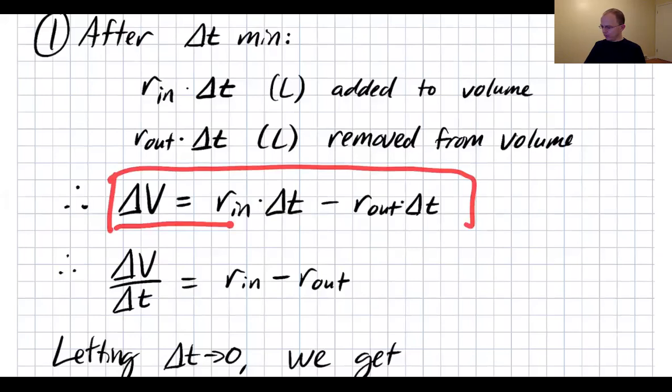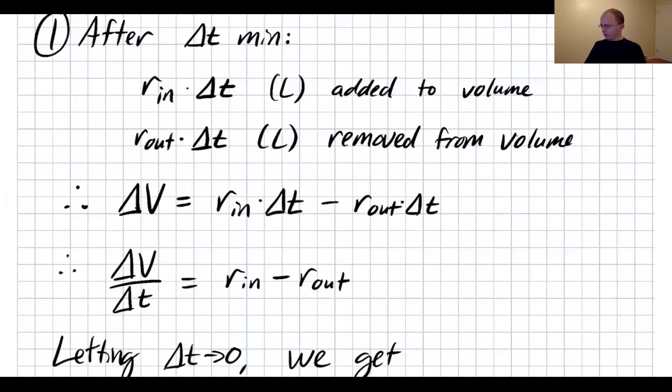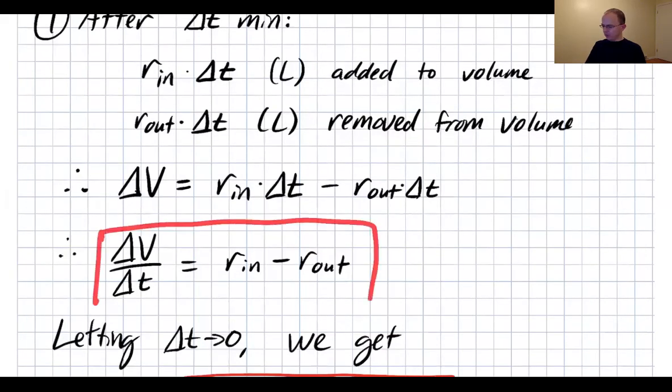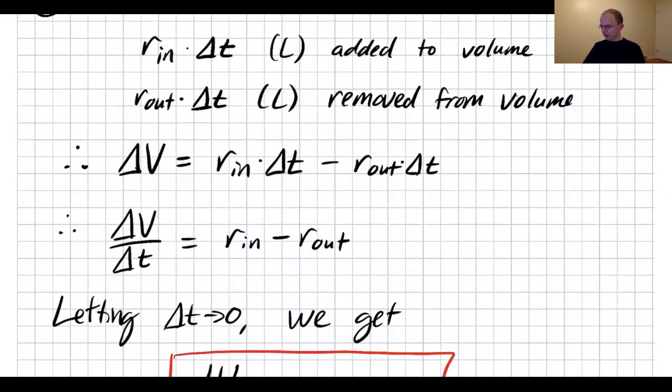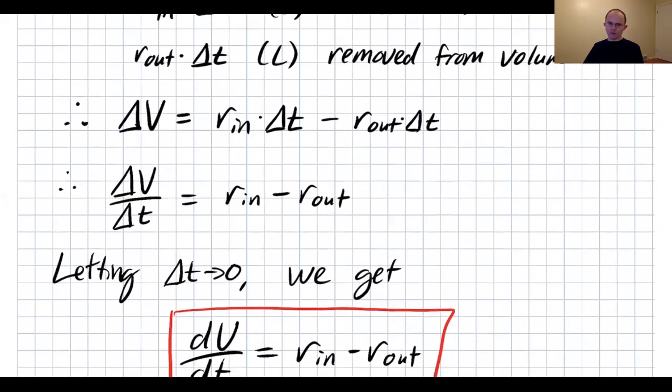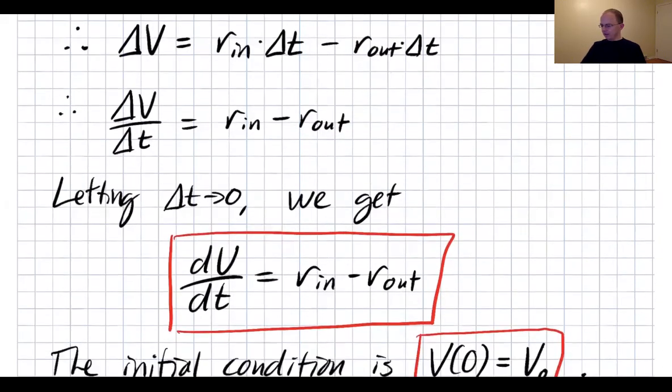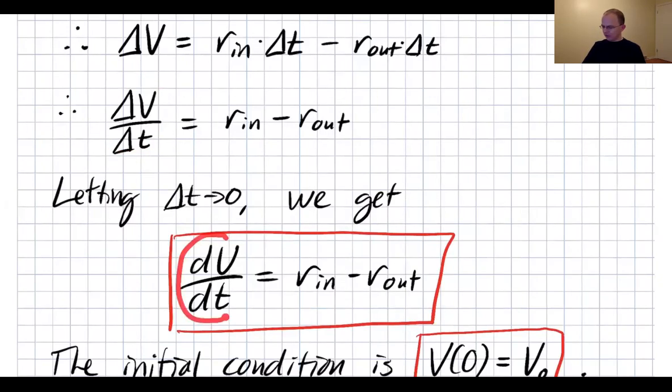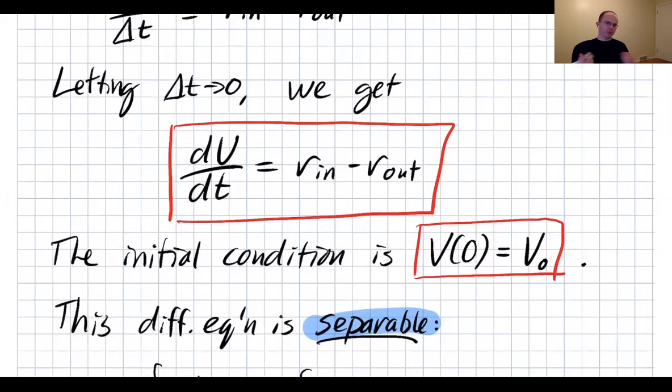So there's our formula. And what do we do with that? Well, notice that if we divide both sides by delta t, then we get this formula here, and this looks a lot like a derivative. In fact, if you let delta t go to 0, then delta V over delta t is actually the instantaneous rate of change of the volume with respect to time, and that is equal to R in minus R out. So there is our differential equation for the volume.